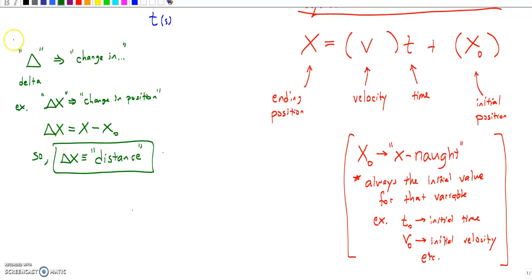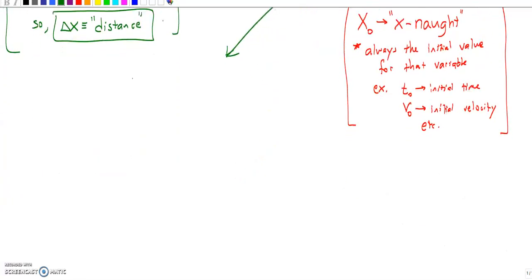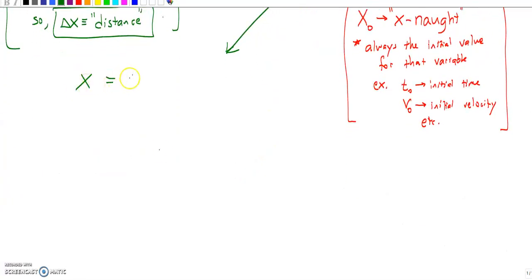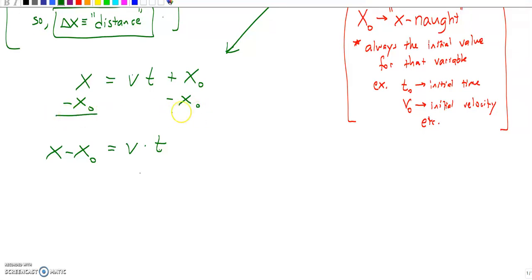So we're going to take this idea, and now we're going to blend these two together. I'm going to combine this equation and use delta x instead. So I'm going to rewrite this equation so you can see how I'm doing this. I subtract x naught from both sides. Then I'm left with x minus x naught is equal to v times t. This is going to be delta x.